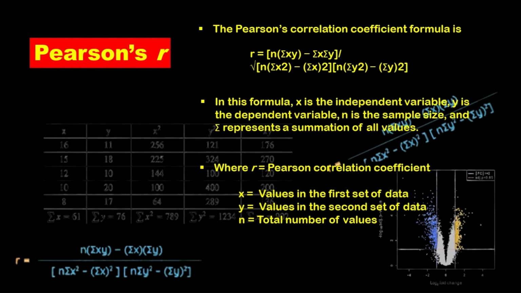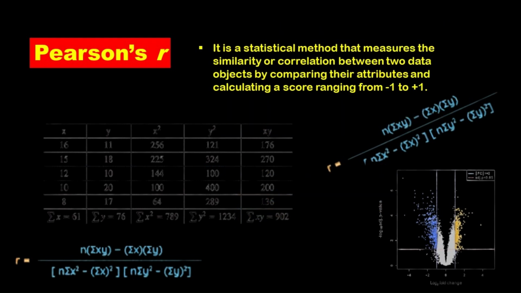The Pearson's correlation coefficient formula is as follows, where R refers to the Pearson correlation coefficient, X refers to the values in the first set of data, Y refers to the values in the second set of data, and N is the total number of values. It is a statistical method that measures the similarity or correlation between two data objects by comparing their attributes and calculating a score ranging from -1 to +1.